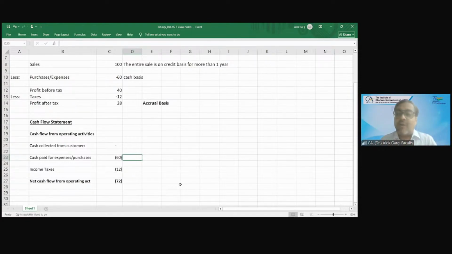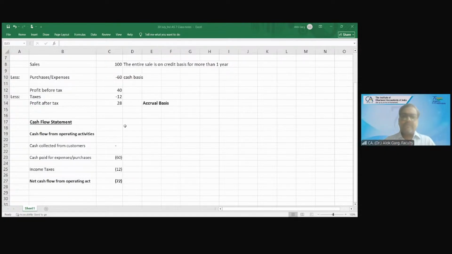You are preparing your financial statements on accrual basis. So it doesn't matter that you are making your sales on credit basis, you are still recognizing your revenue. Yes or no? Right? And that is why the statement of cash flow becomes very, very important.